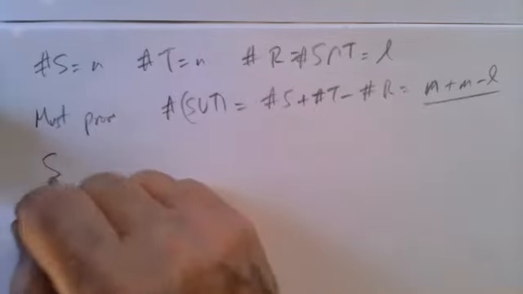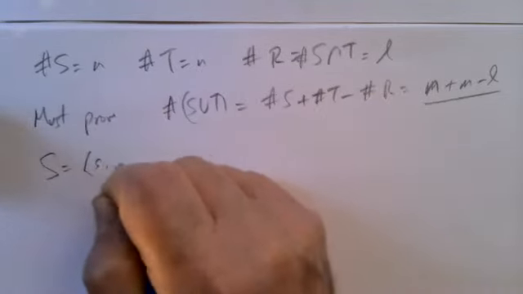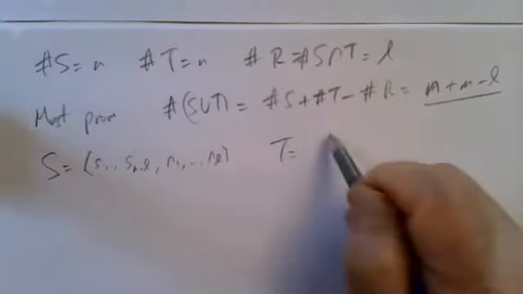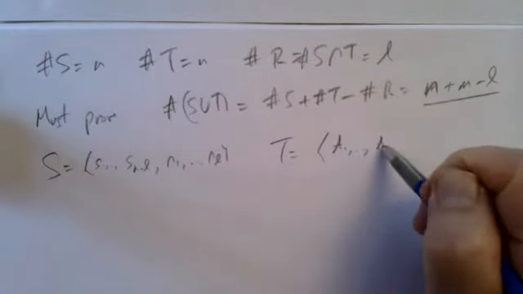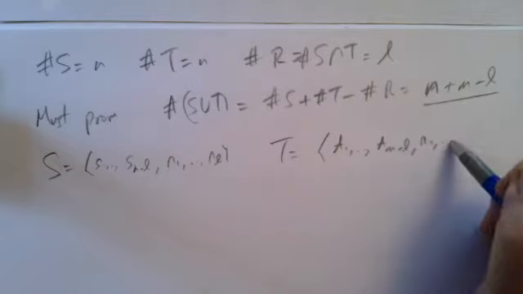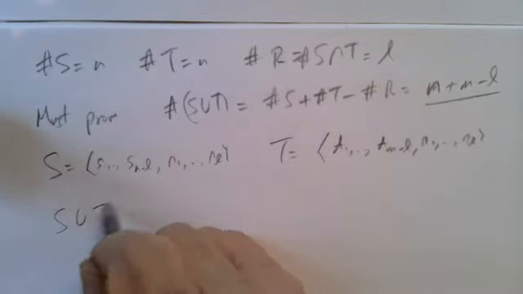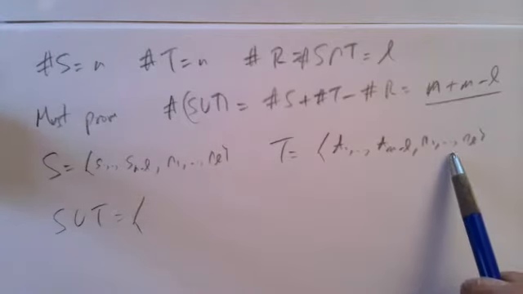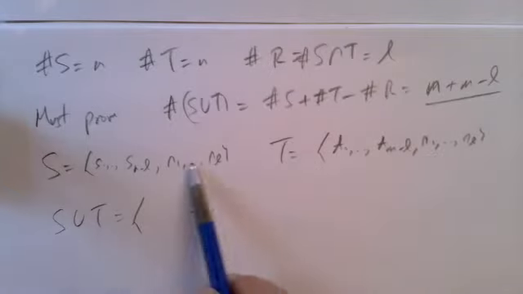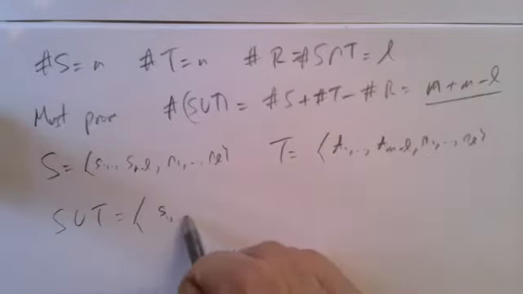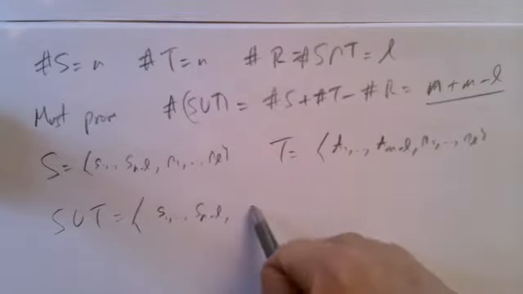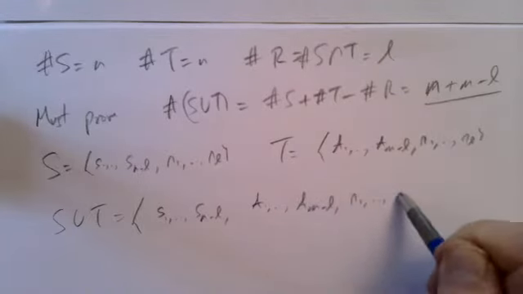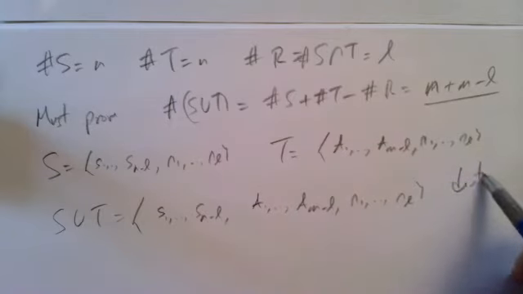And remember, S consists of the elements S1 up to S sub N minus L, R1 up to RL, T consists of the elements T1 up to T sub M minus L, R1 up to R sub L. So what is in S union T? You have all the elements in S, all the elements of T, which includes all of these and all of these. So I have S1 up to S sub N minus L, T1 up to T sub M minus L, and R1 up to RL. And these elements are distinct.